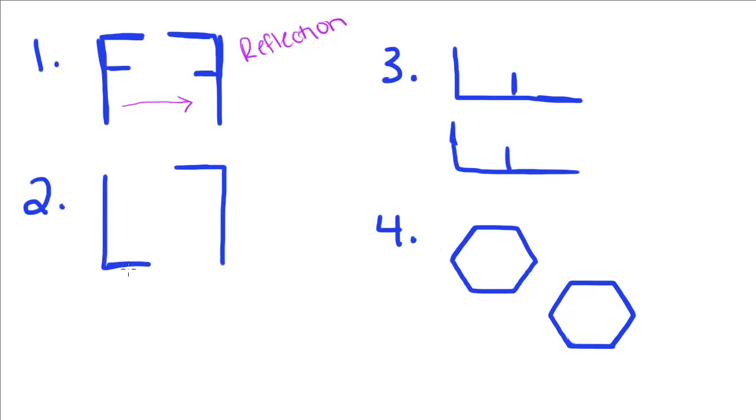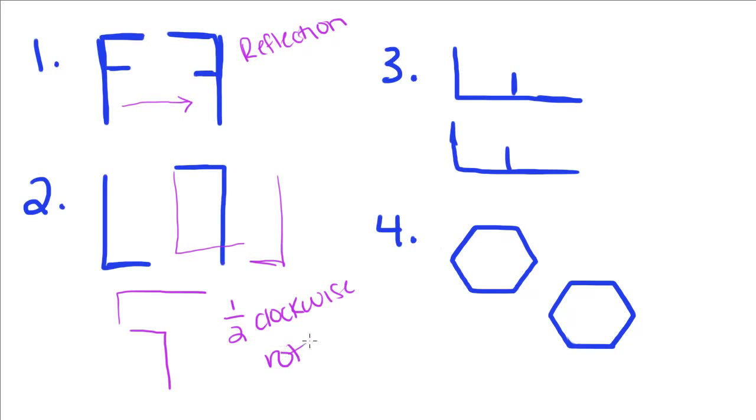Well, I have this letter, and now it looks like this. Well, it's not a translation, because if it was just a translation, it would look like that. It's not a reflection, because a reflection would look like that. So it has to be a rotation. And it was rotated once, twice. So we can say that this is a half clockwise rotation. It was because it was rotated twice until it got upside down.